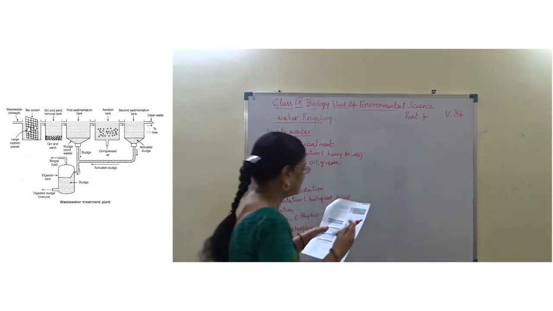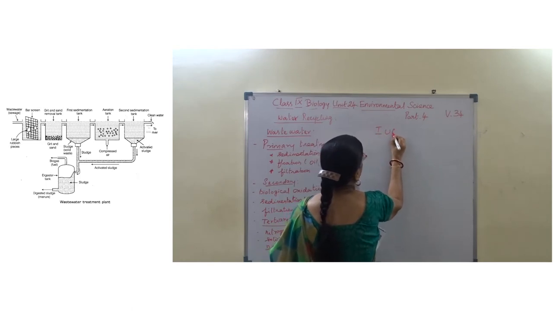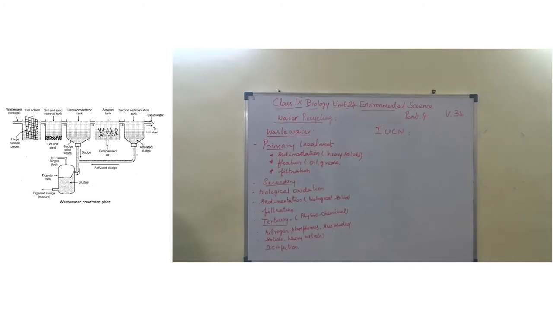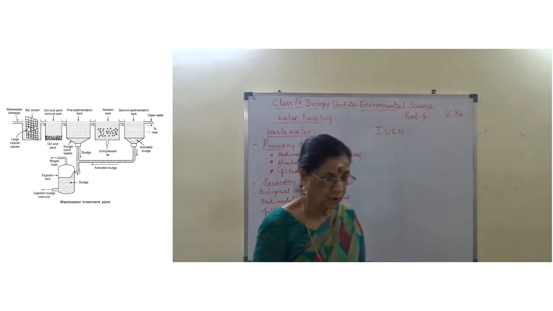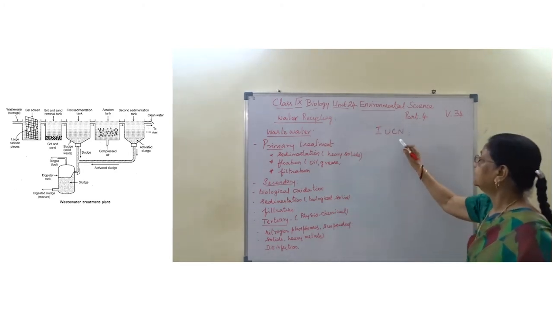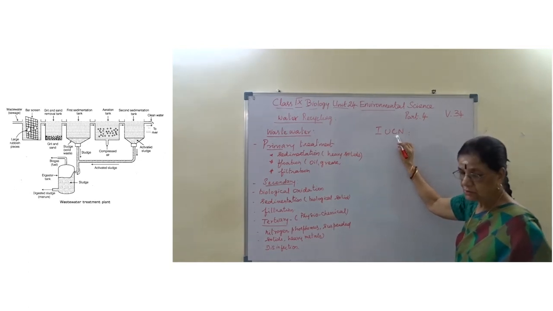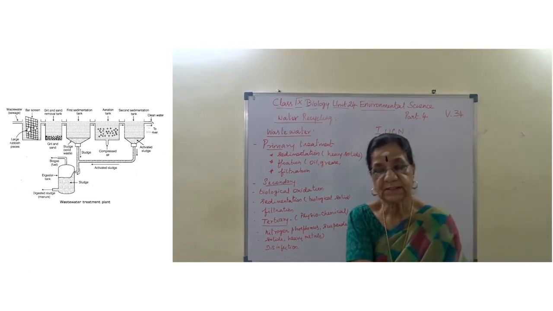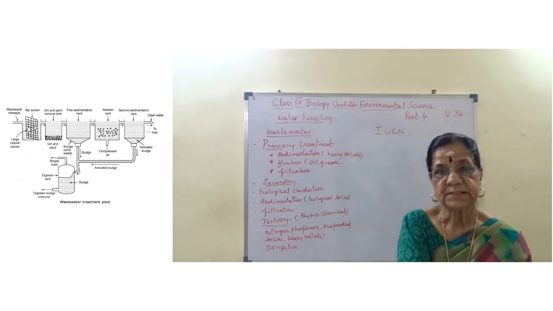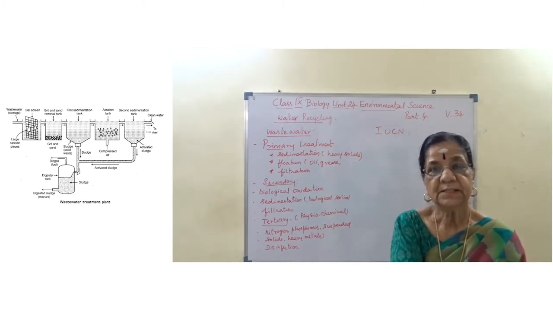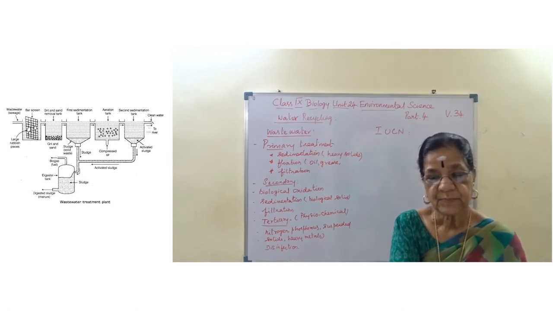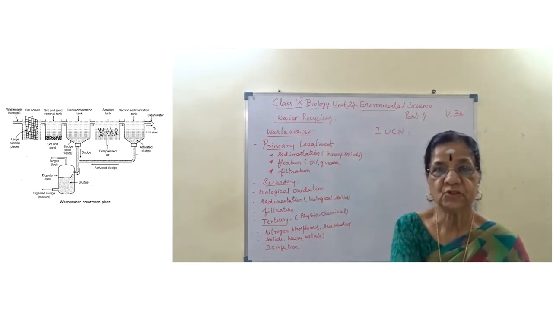So I read as IUCN. New topic, IUCN, International Union for Conservation of Nature and Natural Resources. I repeat, International Union for Conservation of Nature and Natural Resources. Do you know the expansion? International Union for Conservation of Nature and Natural Resources, right? And it is an international organization working in the field of nature conservation and sustainable use of natural resources.